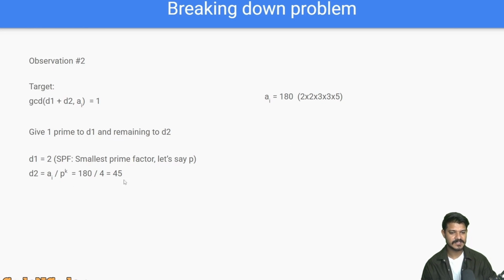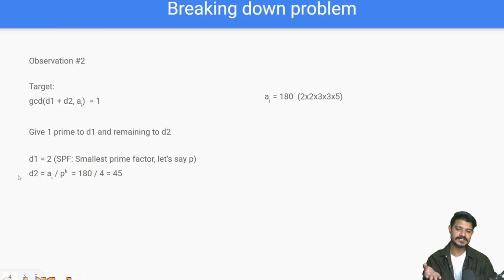You can directly give 3 and 5 to it, right? You don't have to give 3, 3, and 5 to D2. You can directly give 3 and 5 to D2. I'm going this way because it would be easy to calculate. You can find out SPF in constant time after n log n pre-processing. Then once you have the smallest prime factor P, you can simply divide AI by P as many times as you possibly can, right? Without leaving any remainders. And so this will be easy to calculate.